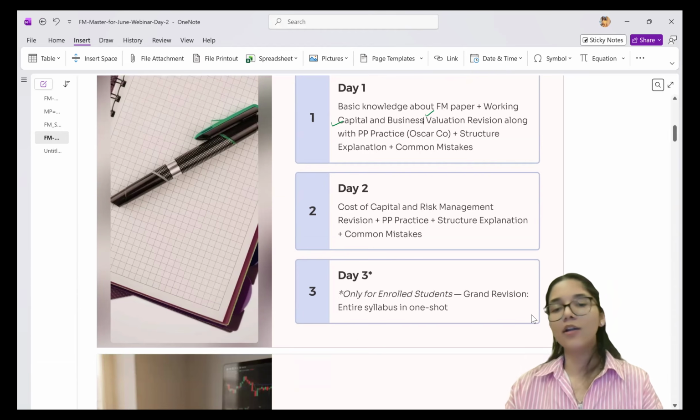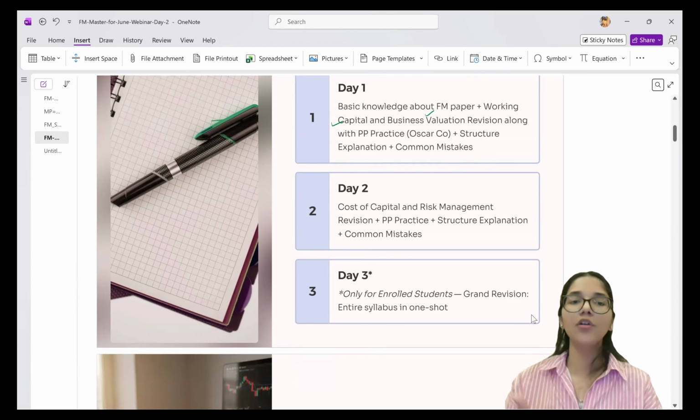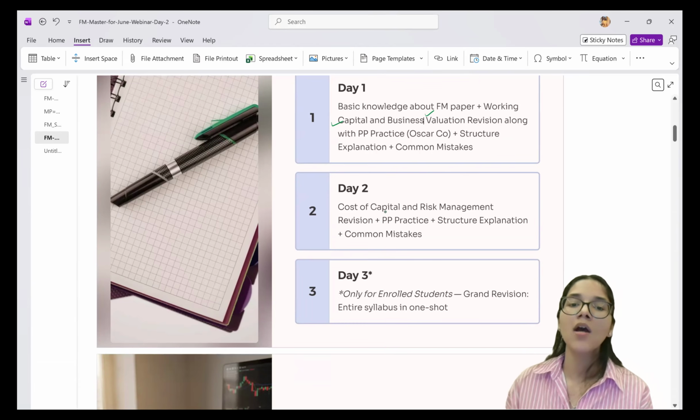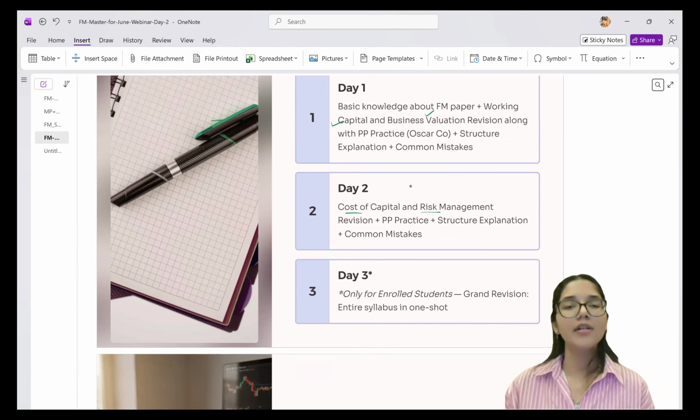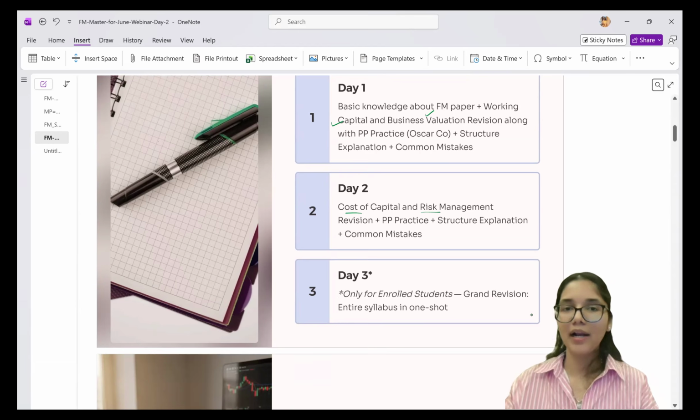We are meeting today for day two, wherein we will revise another two key concepts from our syllabus, one of them being the cost of capital concept and another one being the risk management concept. So these two we will revise, and again we are going to practice past paper questions which have appeared previously in the papers. Are we ready? All set to get started?